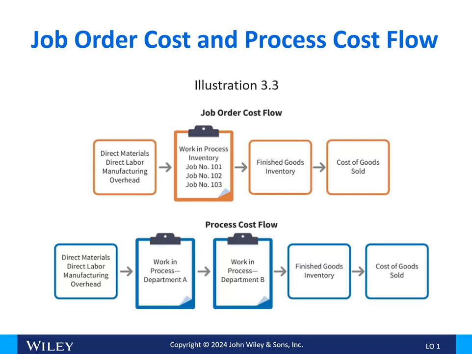Under a process cost flow at the bottom, we still have the same inputs, direct materials, direct labor, manufacturing overhead, but it's going to go to a work in process inventory for Department A, then potentially to work in process Department B. Some additional costs could come into that department. It's not a linear flow necessarily. Once the product is completed, it goes to finished goods inventory, and it sits in that inventory account until it's sold, and then the costs go to our cost of goods sold account.